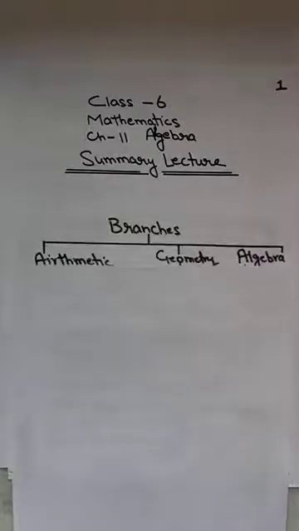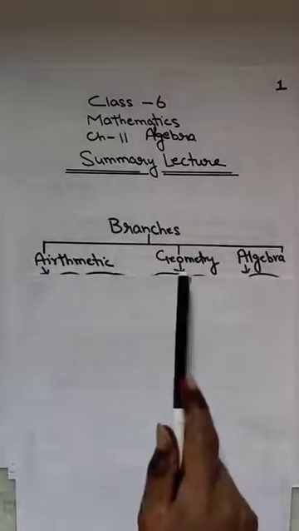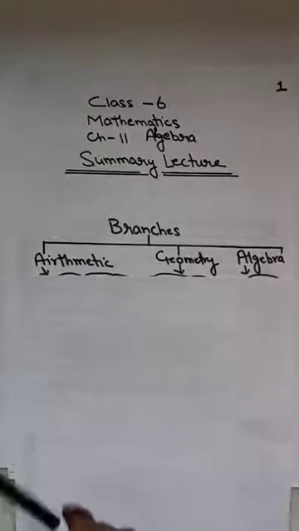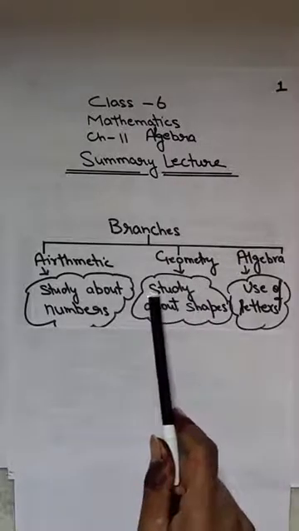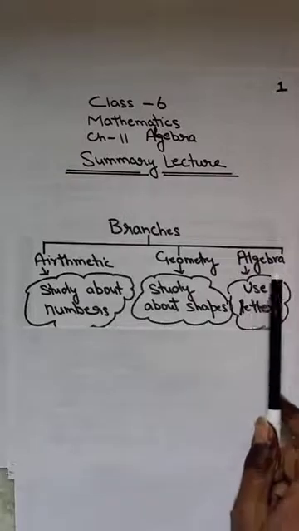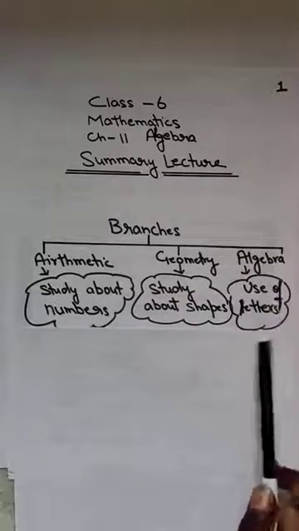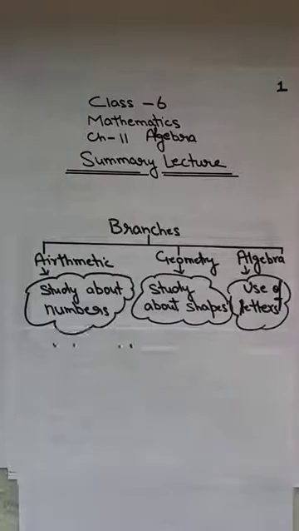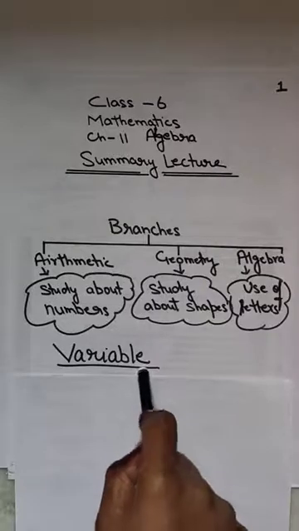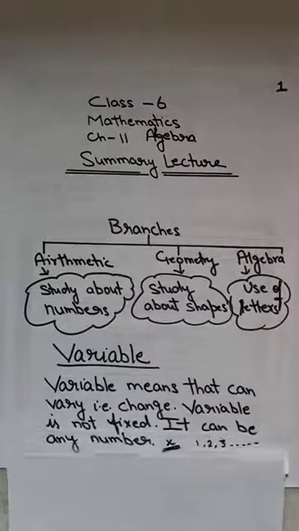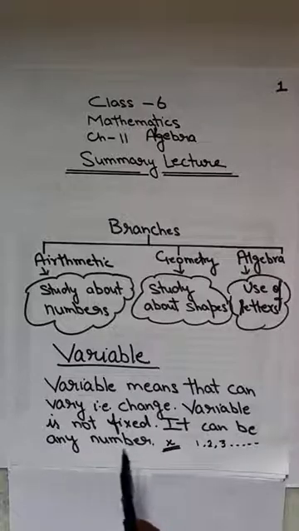First of all, we have learned the branches of mathematics. Branches of mathematics are arithmetic, geometry, algebra. In arithmetic, we study about numbers. In geometry, we study about different shapes, and in algebra, we learn how to use different English letters. And these English letters are known as variables. Variable means that which can vary, that can change, because these English alphabets do not have any fixed value. It can be any number.